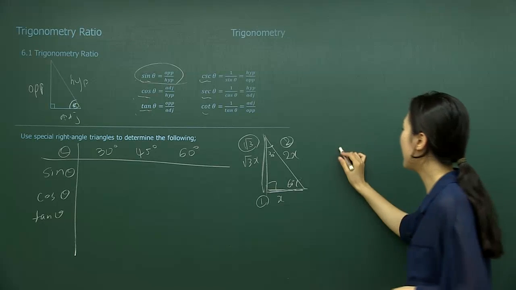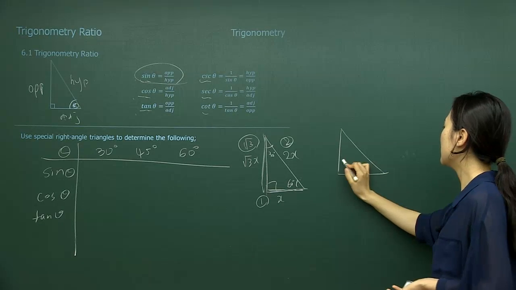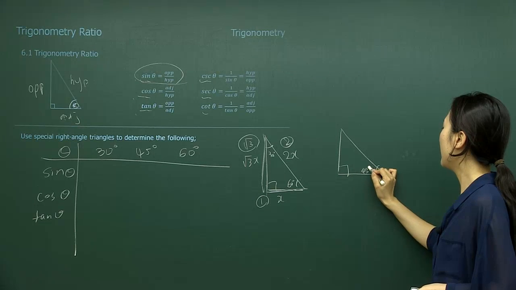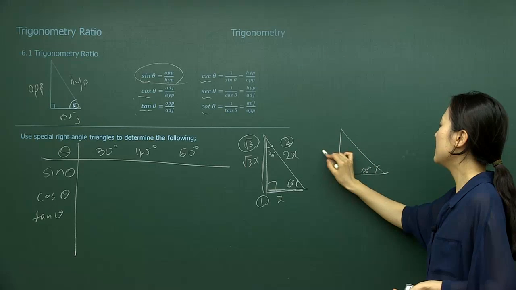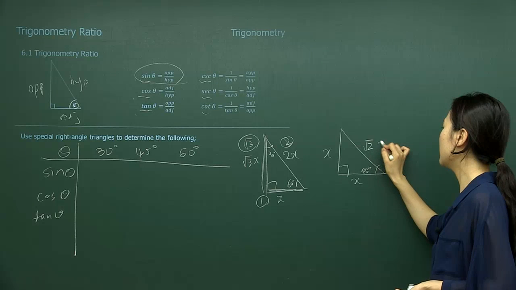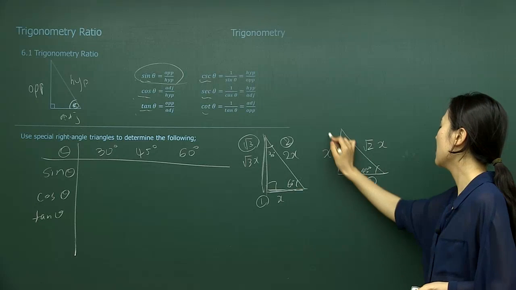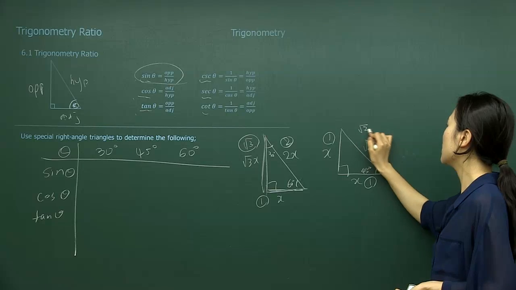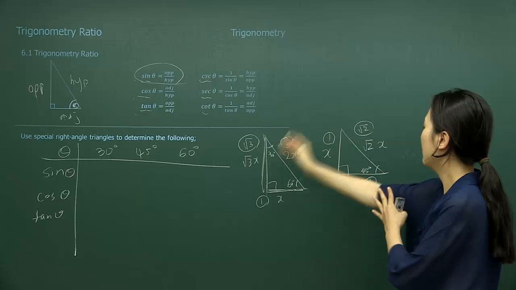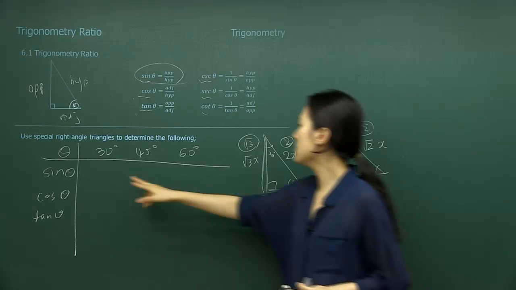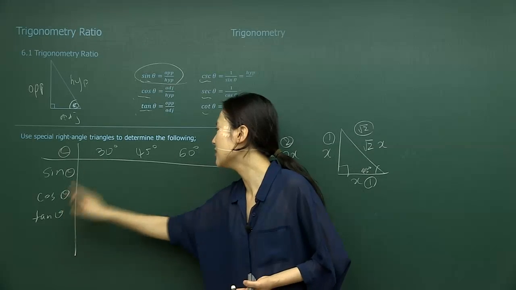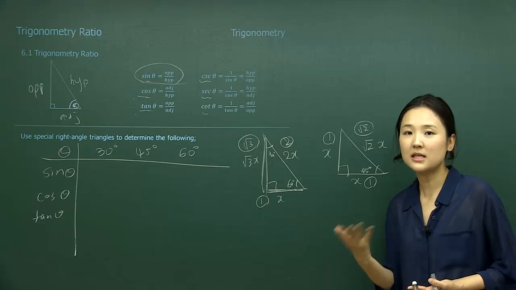And what about 45? 45 is an isosceles right angle triangle. And this one, since this is 45 and 45, if this equals x, then that equals x. And this then is square root of 2 times x. Hence, the ratio is 1 to 1 to square root of 2. When you actually use the ratio as the length, you actually can get what the sine of 30, cosine of 30, tangent of 30 is as an exact value.